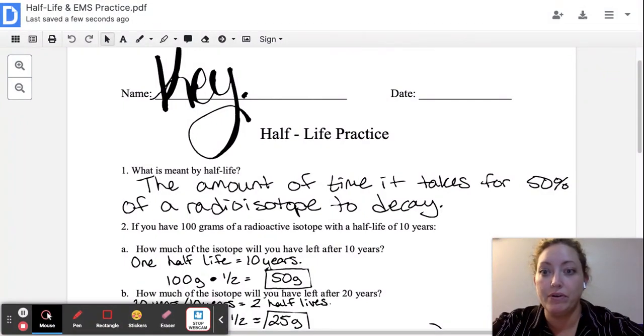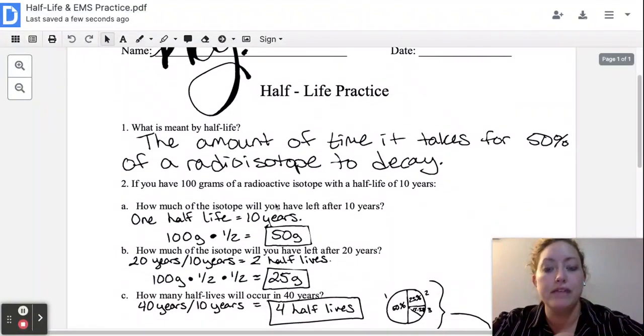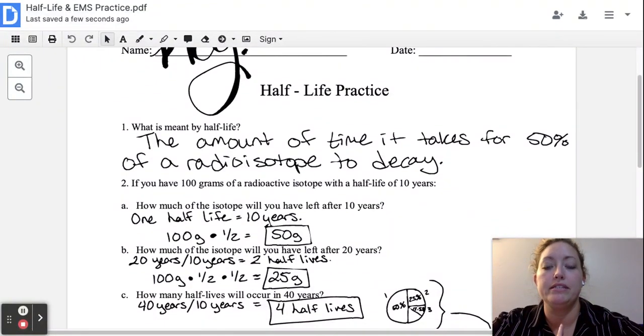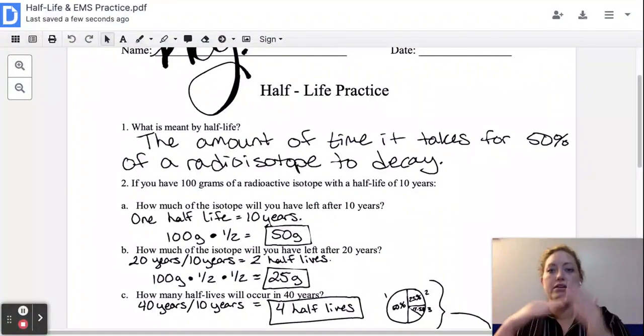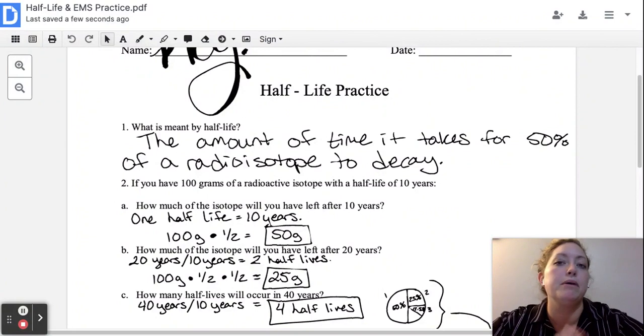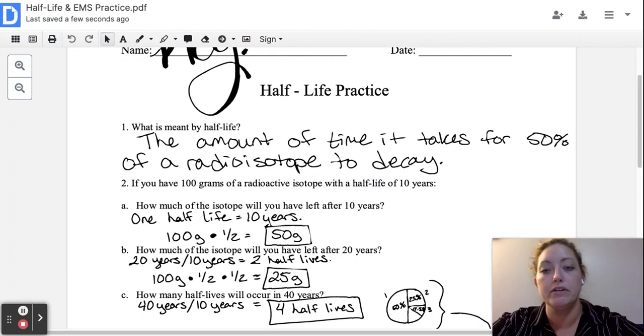So we're gonna go over this key real quick. Let me move this out of the way. So this is the Half-Life practice from last class. You guys remember you did the circle and you cut it and you cut it again and you cut it again, talking about how much radioactive material would decay and stabilize versus how much would still be left over. So you did have some practice problems to go with that, and that was this.